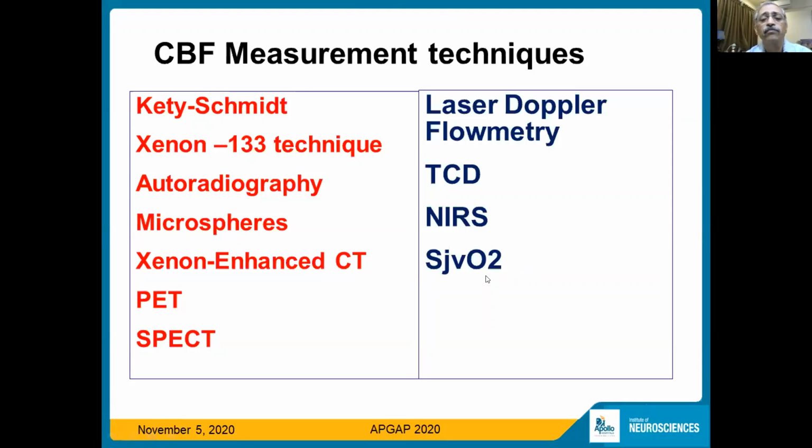Anything less than 65% suggests impending ischemia, and the patients can still be improved: if the flow is improved, probably the saturation also improves. If the patient has a persistent increase in SjO2, it suggests hyperemia, which may be detrimental in a certain group of patients, and this can be managed based on the values of SjO2.